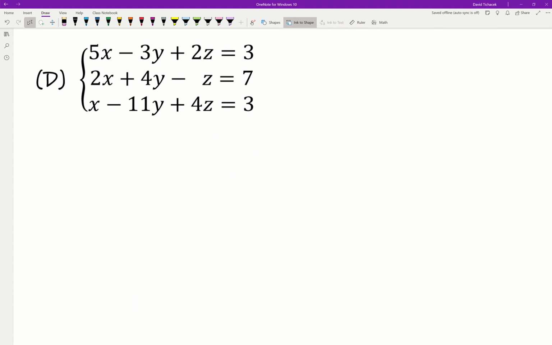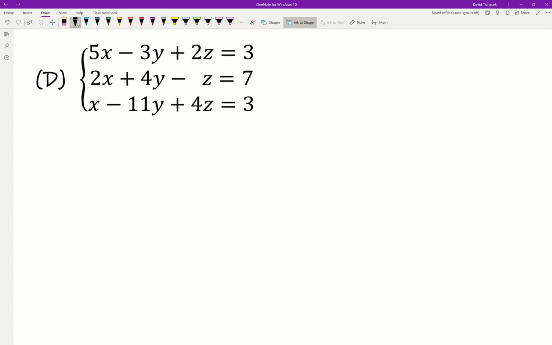The last example that I want to take a look at is part D here, where you could see that this is pretty different from the other ones that we took a look at today. This just involves 3 equations with x and y and z, and it does not look like one of them has one of our variables solved for, and it looks like all three equations involve all three unknowns here.